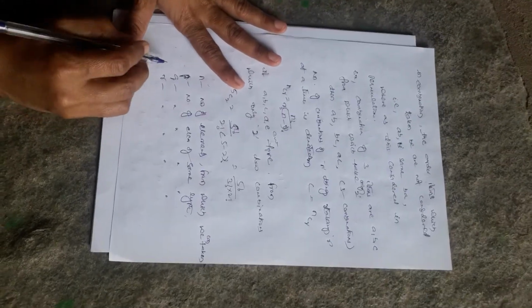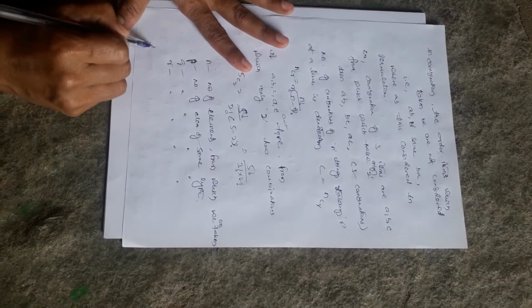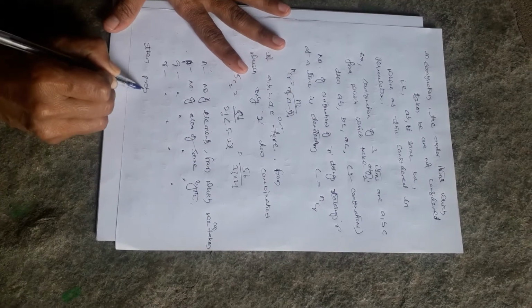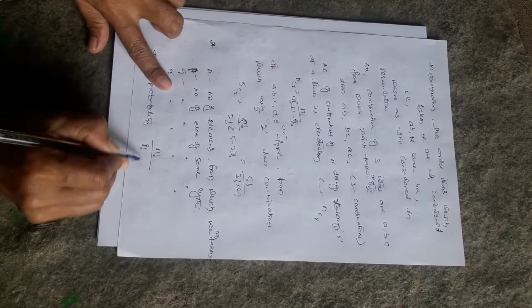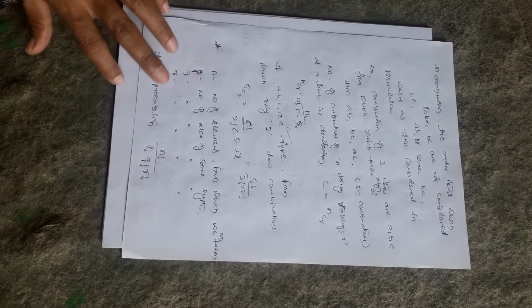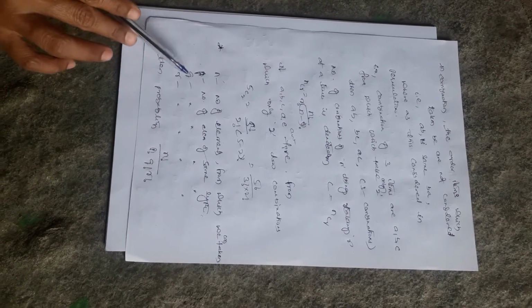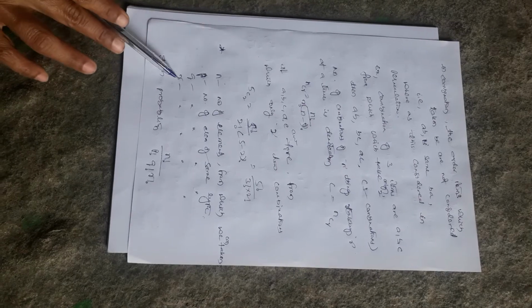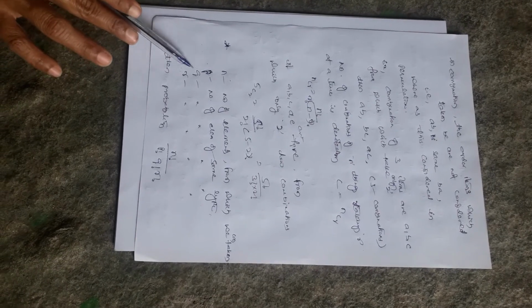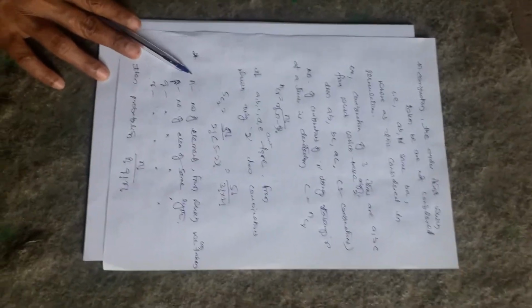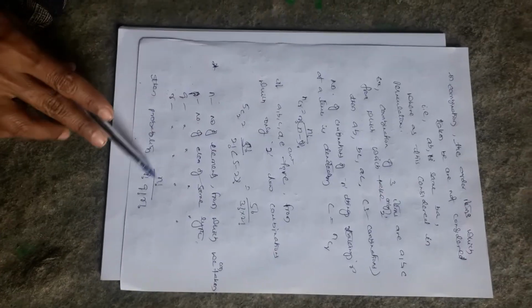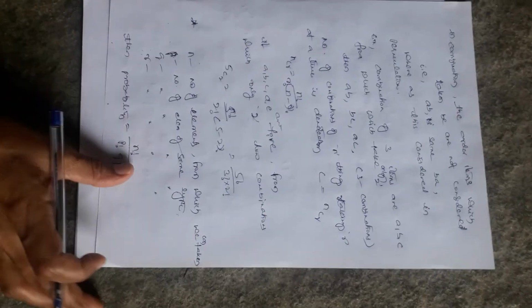Then the number of arrangements is n factorial divided by p factorial, q factorial and r factorial. Here p, q, r are the three different kinds of elements taken from these n elements. So what is the result? It is n factorial divided by p factorial, q factorial and r factorial.